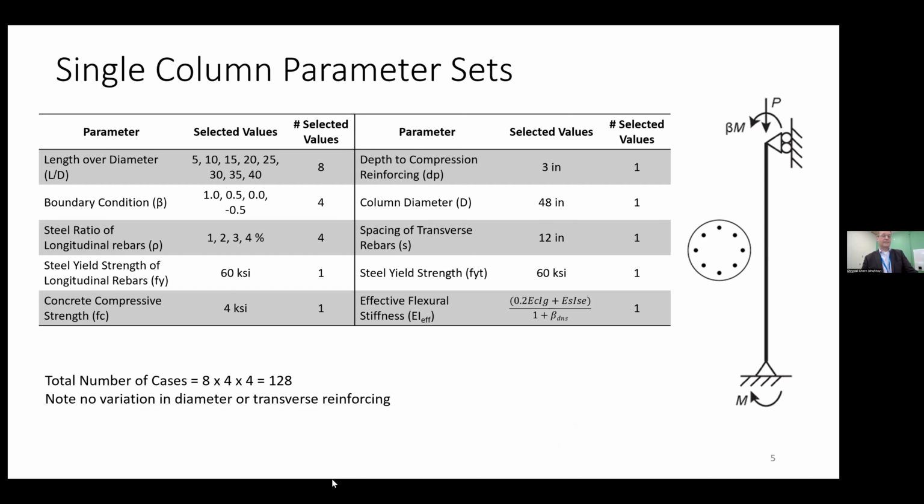So beta is the ratio of moments applied to the columns at the top. So M at the bottom, beta M at the top. Right, so beta goes from -0.5 for anti-symmetric bending up to 1 for perfectly symmetric bending. Okay. And then different steel longitudinal reinforcing ratios. And then we just locked in 60 ksi steel, 4 ksi concrete, cover, column diameter, other things with number of selected values equal to 1. Okay, so just initially looking at 128 different cases. So 8 slenderness, 4 boundary conditions on moments, and then 4 different steel reinforcing ratios.